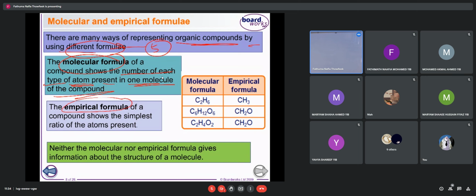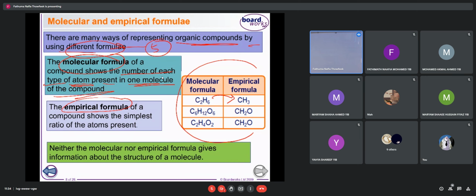Empirical formula of a compound shows the simplest ratio of the atoms present. Check here. So C2H6 is the molecular formula. It means in that molecule you have 2 carbons and 6 hydrogens. What is the empirical formula? Can you simplify that one? Yes. You can divide both carbons and hydrogens by 2.